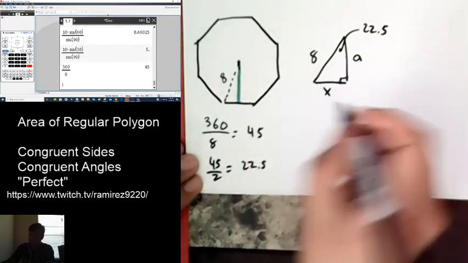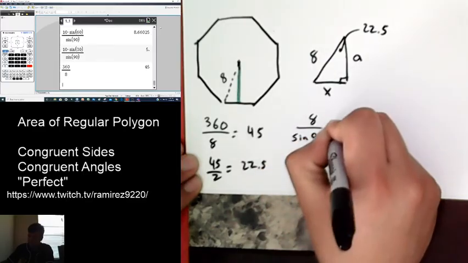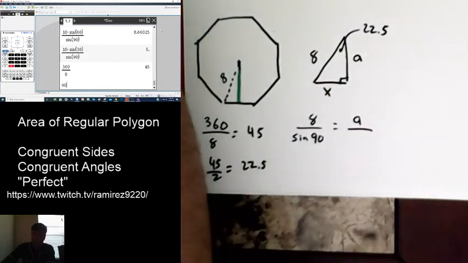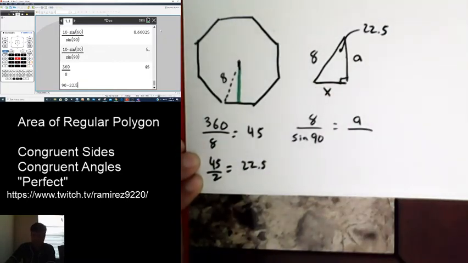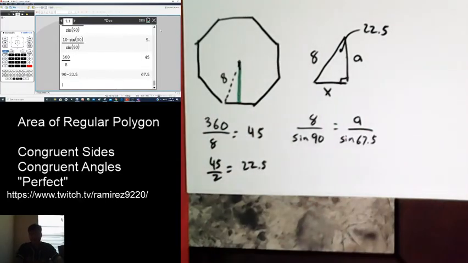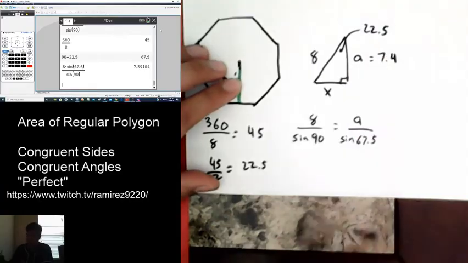I'm going to do the same thing, right? The 8 goes with the 90. Let's say I wanted to find my apothem first. Well, the angle across from the apothem, I don't know it at the moment, but I can easily calculate it. It's 67.5. And again, I do a quick calculation: 8 times the sine of 67.5 divided by the sine of 90, which honestly is just 1. So my apothem comes out to be basically 7.4.